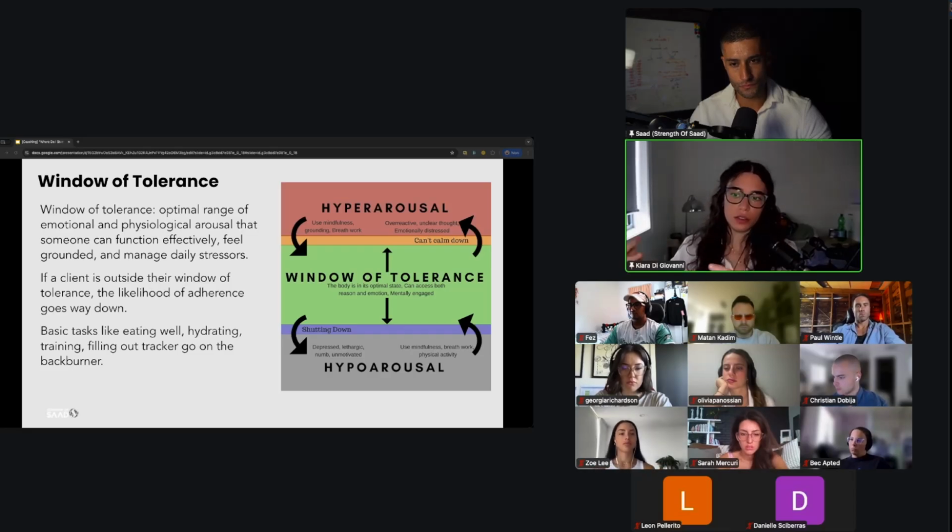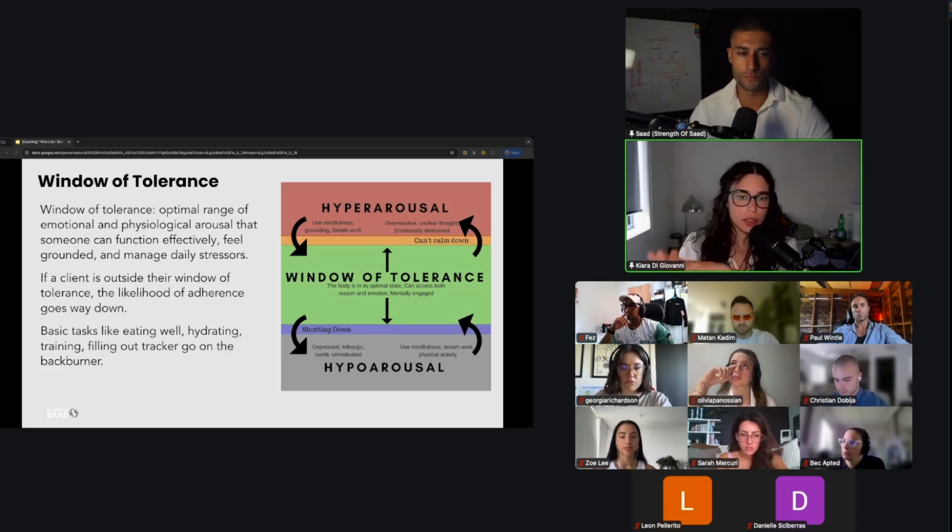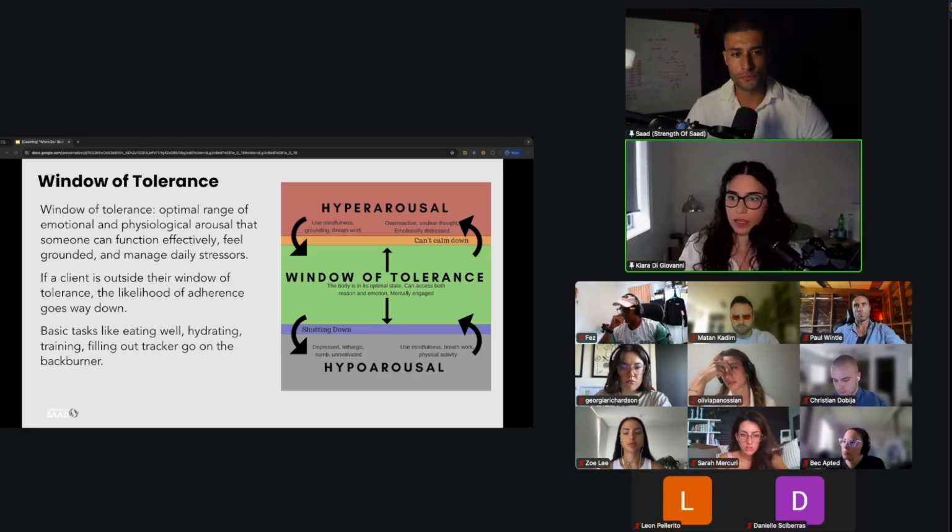What you want to do is give your client tools to get them back into their window of tolerance. You can do this through physical means like exercise, food, hydration. You can do somatic work. You can do therapy for deeper work as well.